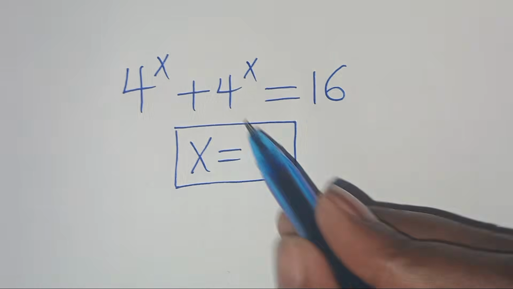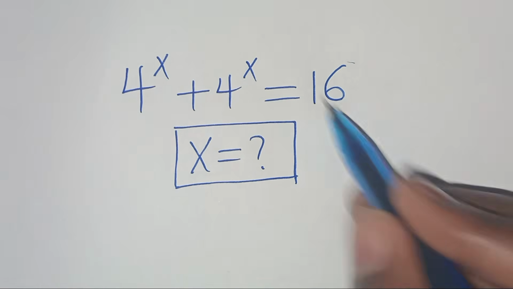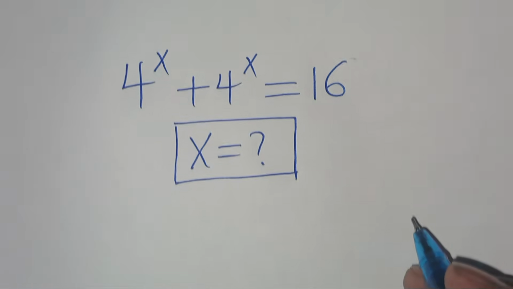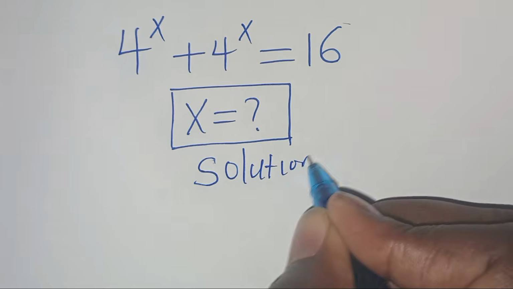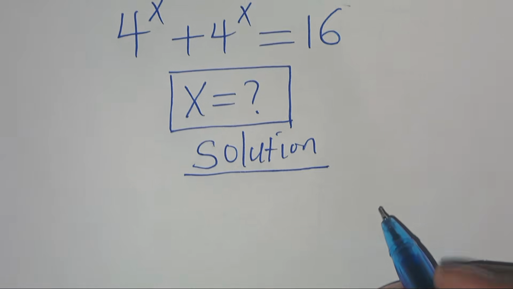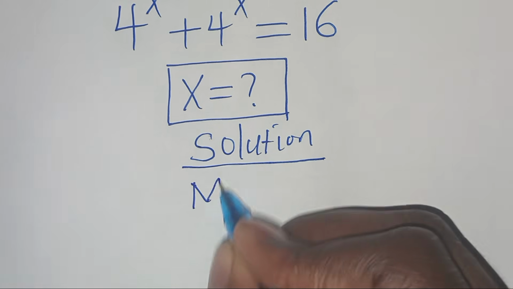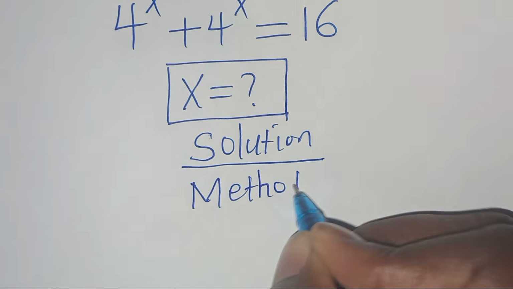4 to the power of x plus 4 to the power of x is equal to 16. So what is the value of x? Now let's provide a solution from here. We can solve this exponential equation by applying two methods. Let's start with method 1.